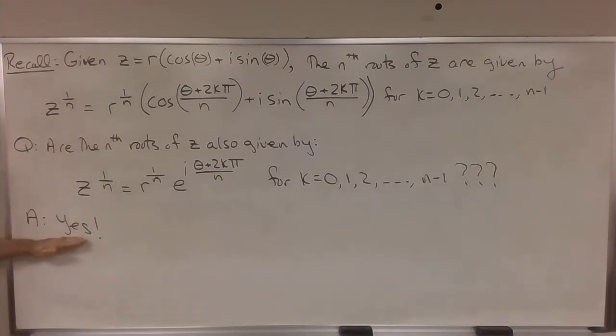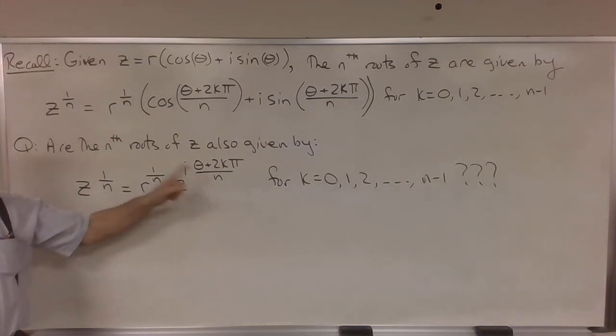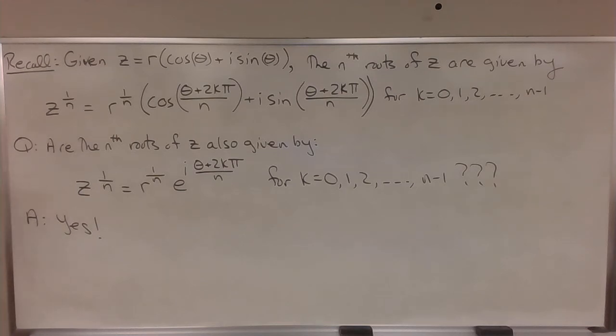So first we answer in the affirmative that this does yield all of the nth roots, and that everything this formula gives us, in other words, the value of this for every value of k, is an nth root of z. Now let's see, how are we going to do this?